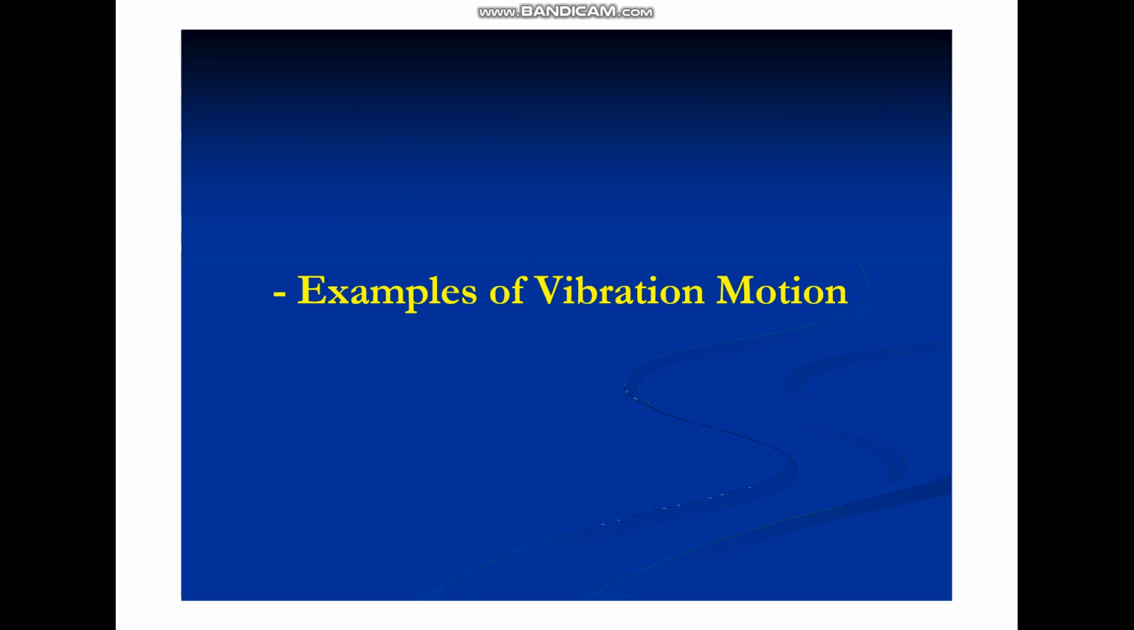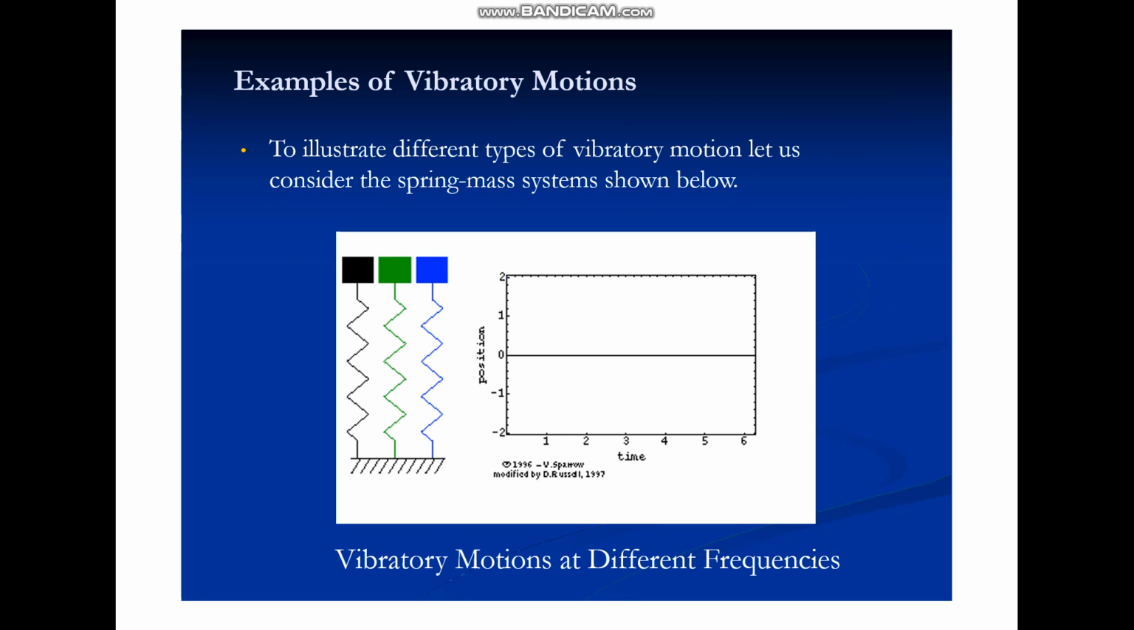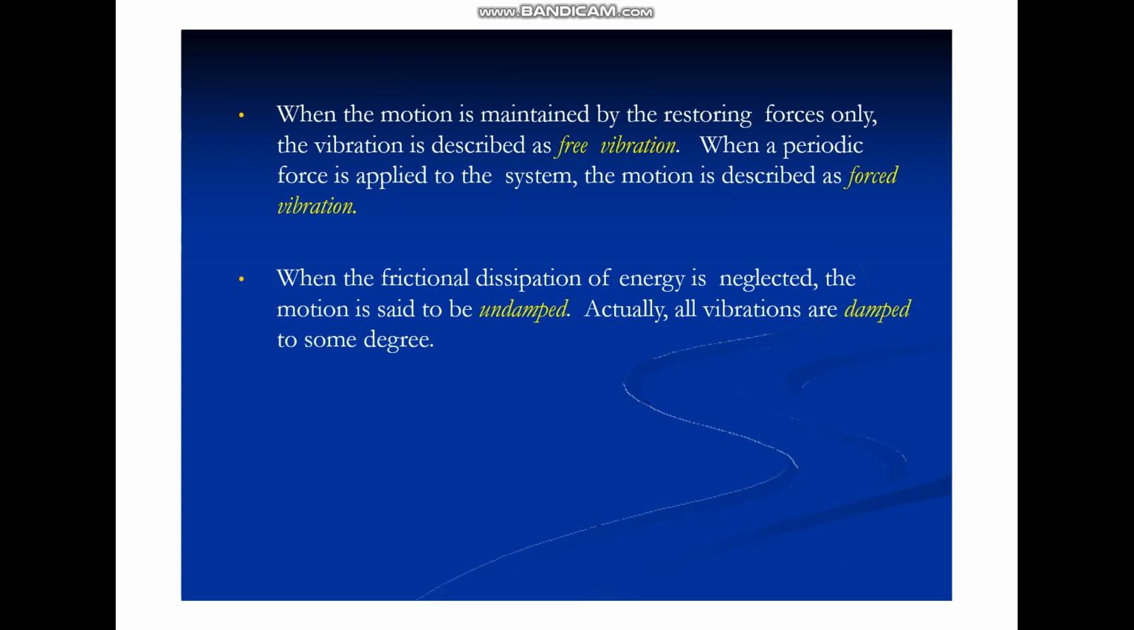So, examples of mechanical vibration motion. The figure shows the basic vibrating structure which consists of a mass and a spring system that has elasticity. When the motion is maintained by the restoring forces, the vibration is called free vibration. So there are two types of vibration: free vibration and forced vibration.